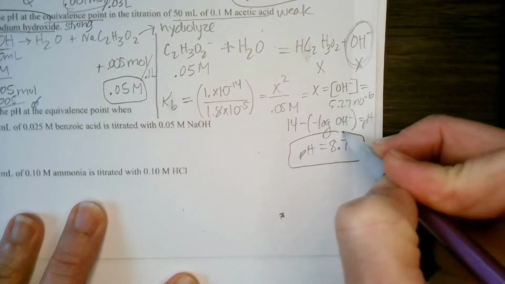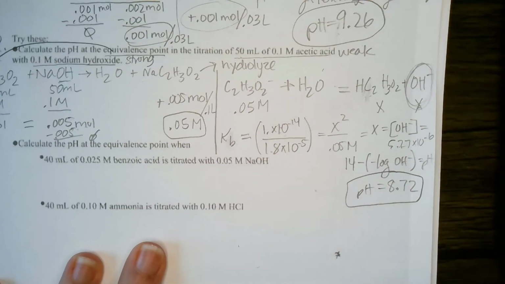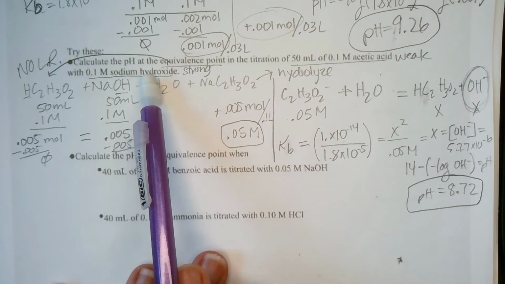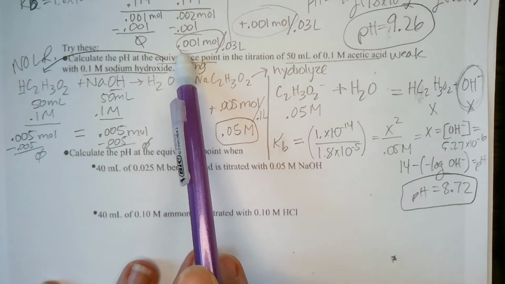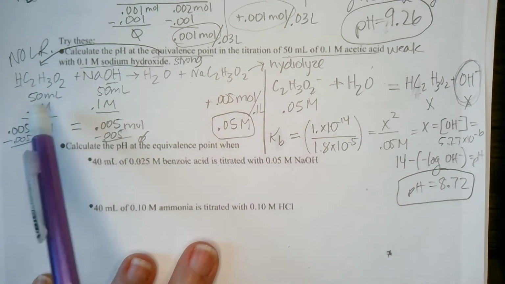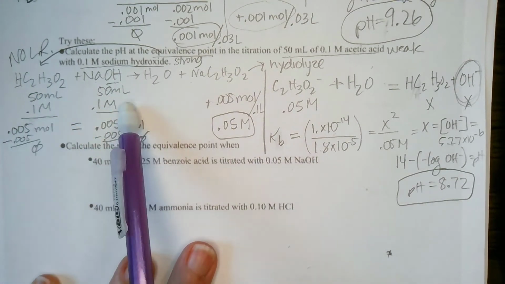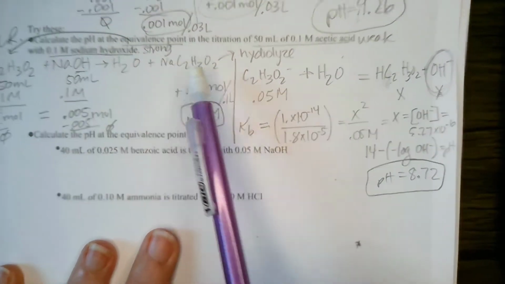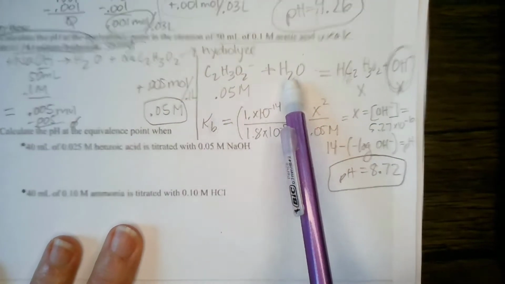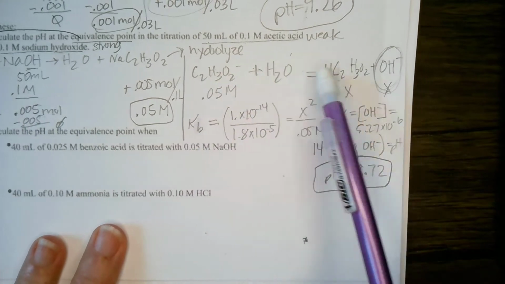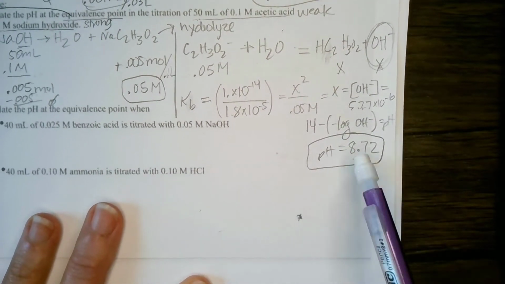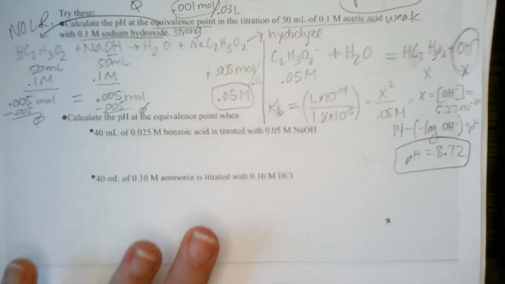And if I think about that, we know that I have a weak acid and a strong base. So at my equivalence point, we have equal amounts of weak acid and strong base, but one of my products is acetate, and when acetate hydrolyzes, we end up with more hydroxide. That means I've got to have a pH of greater than 7. Makes sense?